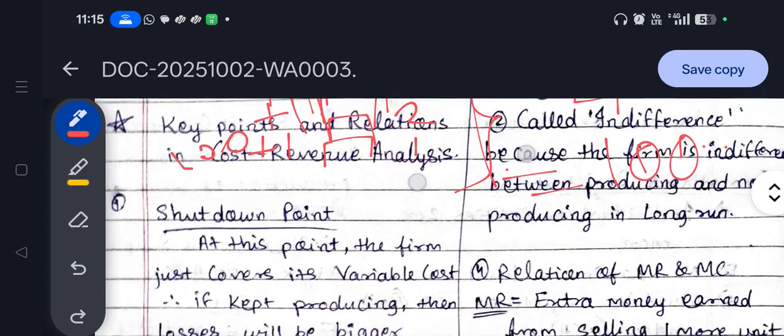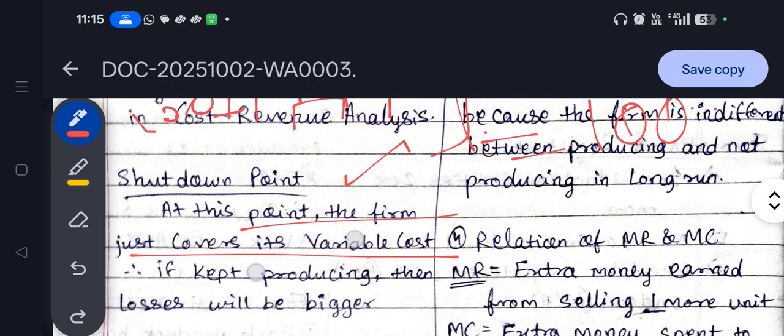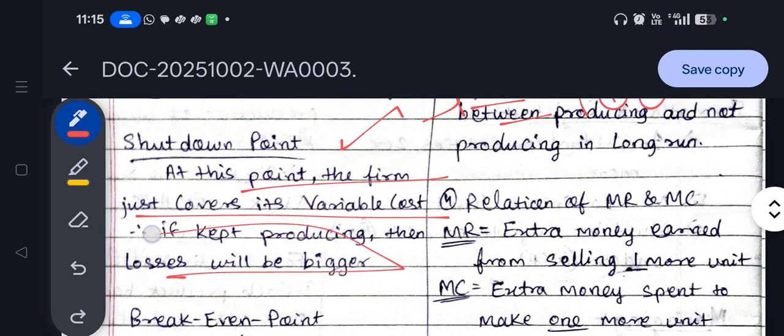All these terms help you to identify the shutdown point. A shutdown point is the point where the firm just covers its variable cost. So if they keep on producing the units, automatically they will be getting bigger loss in the future. And here the company has to decide whether to continue with the same production of the unit or whether to stop. So this is the shutdown point.